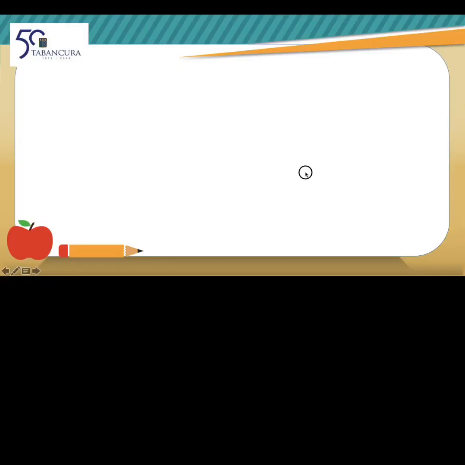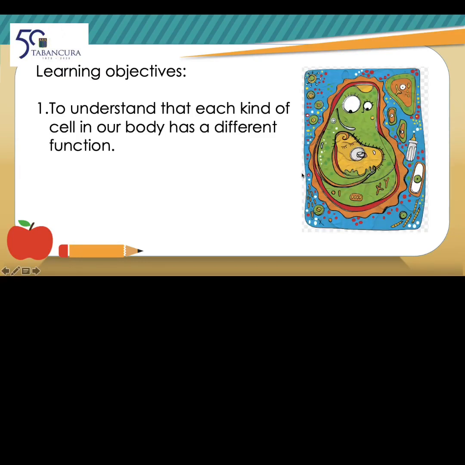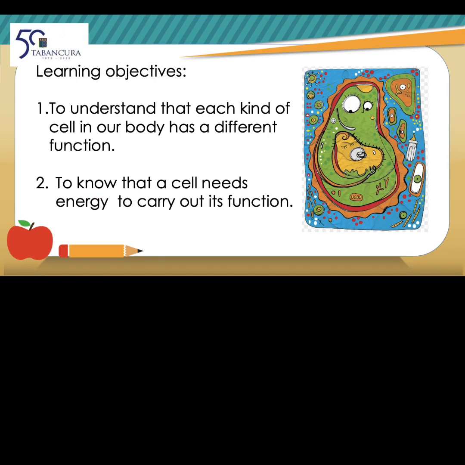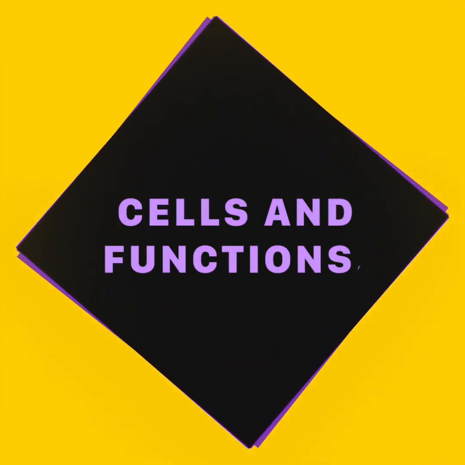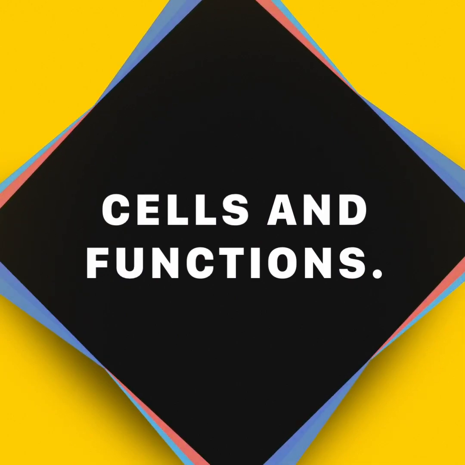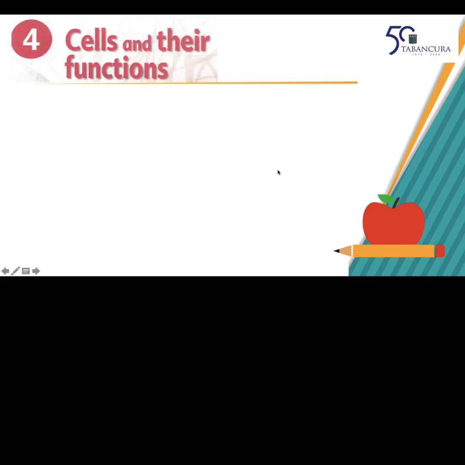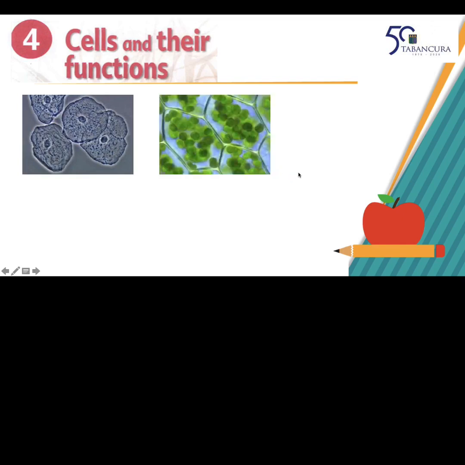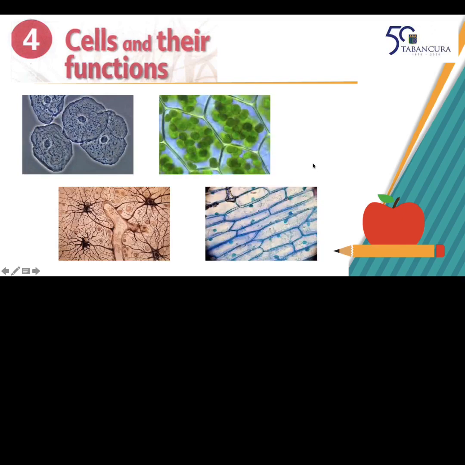In this lesson, the learning objectives are: Number 1. To understand that each kind of cell in our body has a different function. And number 2. To know that a cell needs energy to carry out its function. Well, now let's pay attention to these 4 types of cells. Look at them carefully and we are going to answer some questions about it. Here we go.